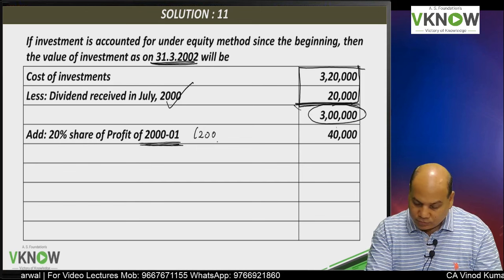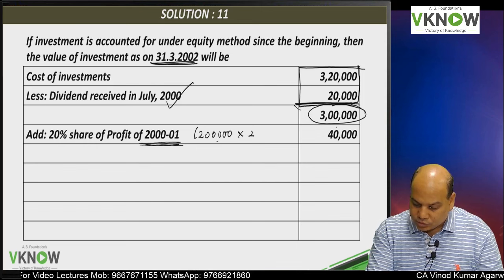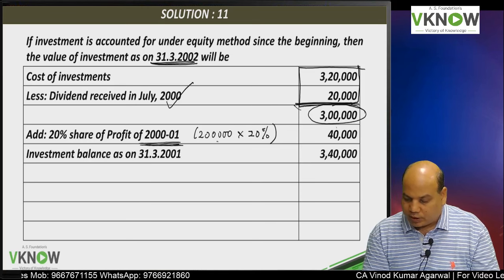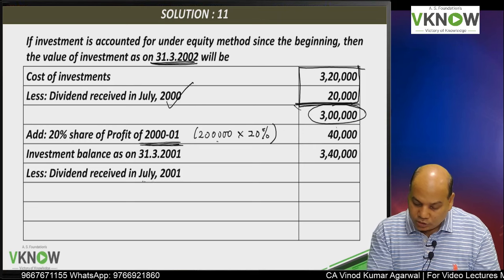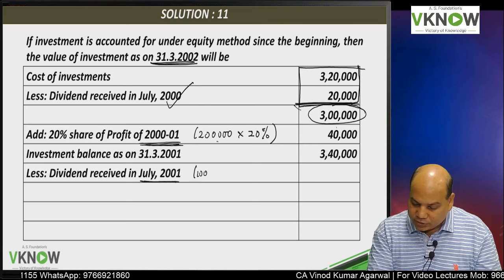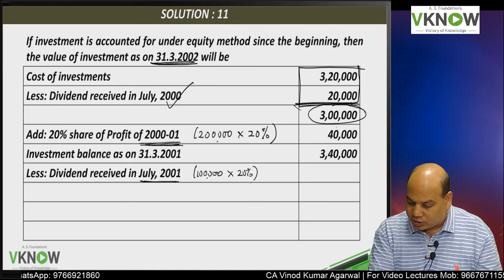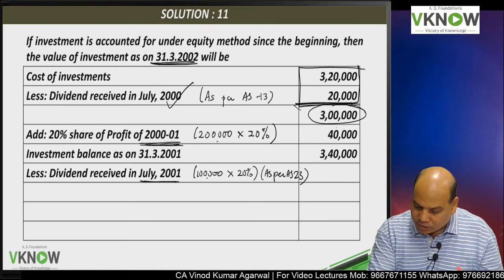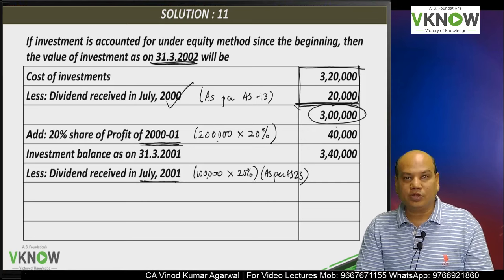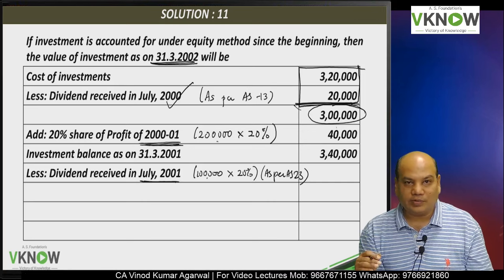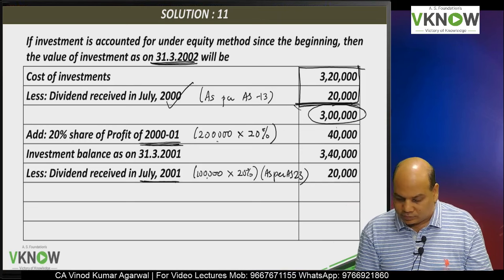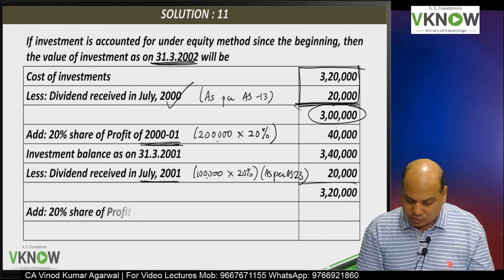You have to write the calculation. Profit earned by associate is 2 lakh. Share of investor 40,000. So balance is 3,40,000. Now again, in July 2001, dividend was received. As per AS 23, now this adjustment is as per AS 23. This adjustment was done as per AS 13 because that is the dividend out of pre-acquisition profit. Here we are reducing the carrying amount of investment because the associate net asset has reduced. So that is 20,000. My balance will become 3,20,000 in July.